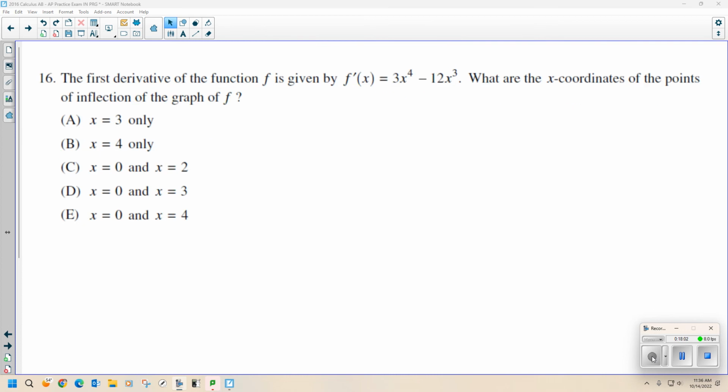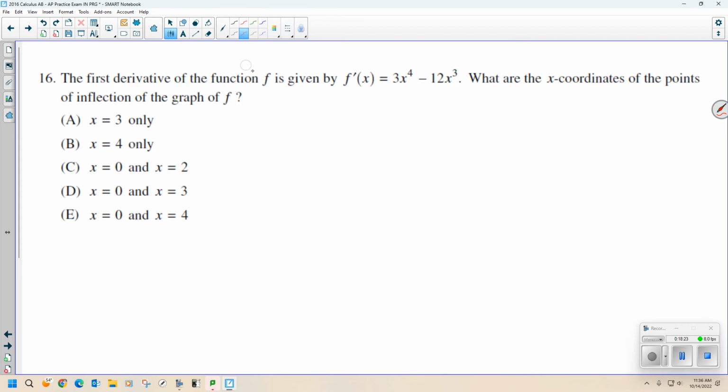Number 16. Oh, good, a good old-fashioned just derivative problem. The first derivative of the function f is given by f prime of x equals 3x to the fourth minus 12x cubed. What are the x coordinates of the points of inflection of the graph of f?